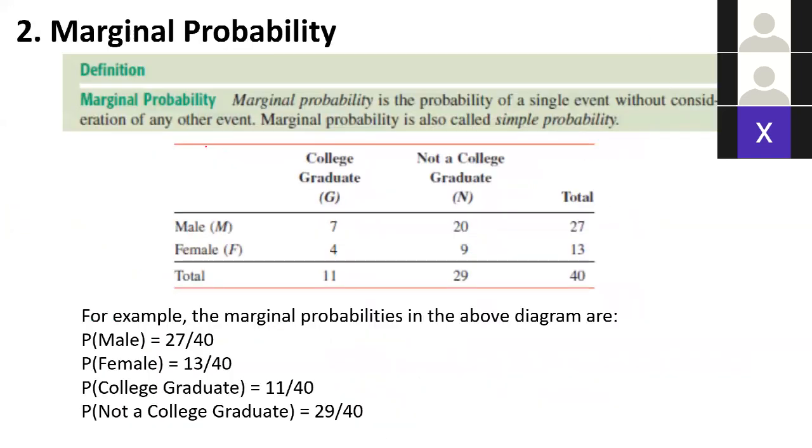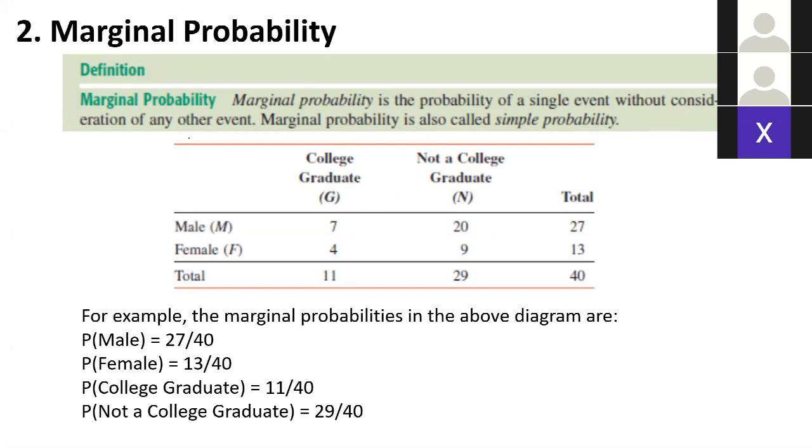The next concept is called marginal probability. Marginal probability is relatively easy to understand. This is a simple probability. It's a relative concept compared to conditional probability. Intuitively, you can treat it as normal probability. I'll read the definition for you. Marginal probability is the probability of a single event without consideration of any other event. Marginal probability is also called simple probability.